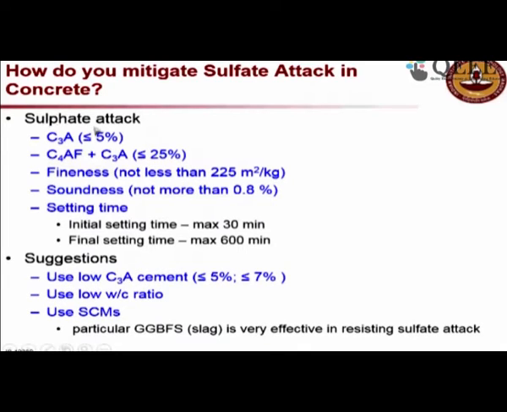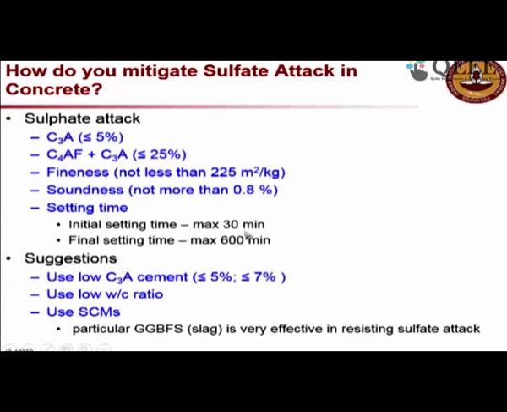Okay, now how do you mitigate sulfate attack? If you reduce the amount of C3A in concrete to less than 5%, we can really increase the resistance against sulfate attack. Fineness also we can put a minimum limit on, meaning it should not be too fine. And soundness, which is the resistance against cracking, we look at the volumetric expansion. There is a soundness test available, and it should not be more than 0.8%.